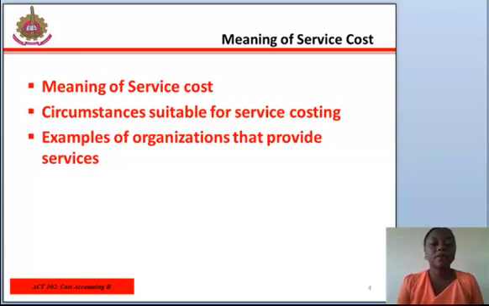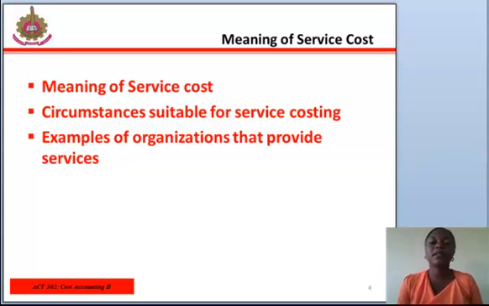Meaning of service costing. Service costing is used when an organization or department provides a service. It is a costing method that is concerned with establishing the cost, not of items of production but of services that are being rendered. Service costing can be used by companies operating in a service industry or by companies that wish to establish the cost of services that are carried out by some of their departments.